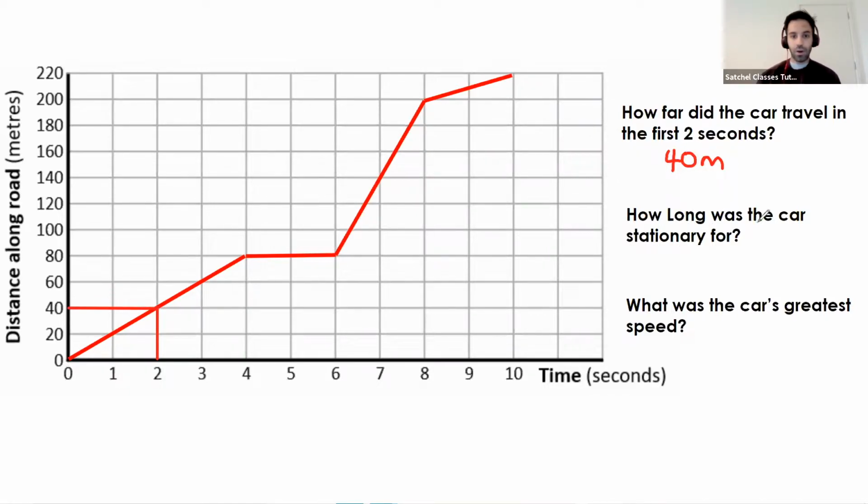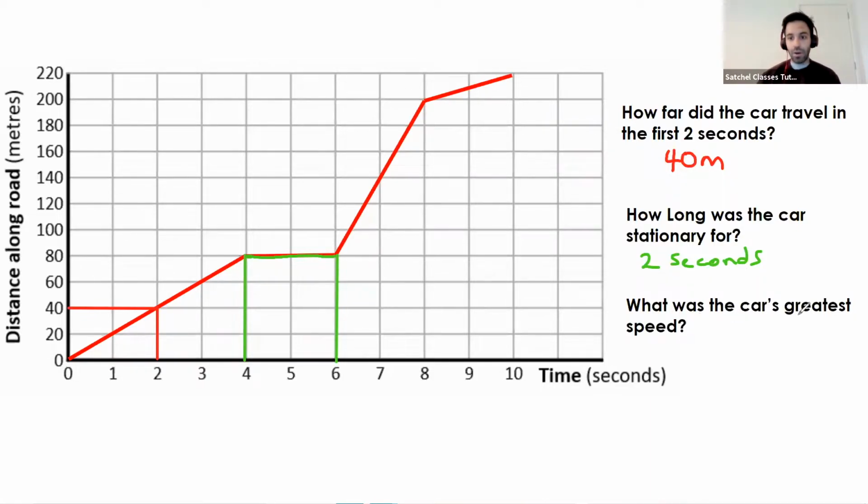Now it says, how long was the car stationary for? The part of the graph that was stationary, if I use a different color, is going to be between 4 seconds and 6 seconds, because as time passes, the distance doesn't change. So that means the car was stationary between 4 to 6 seconds. So how long was the car stationary for? Well, that's going to be 2 seconds. So we can write 2 seconds over here. As time passes, the distance does not change.